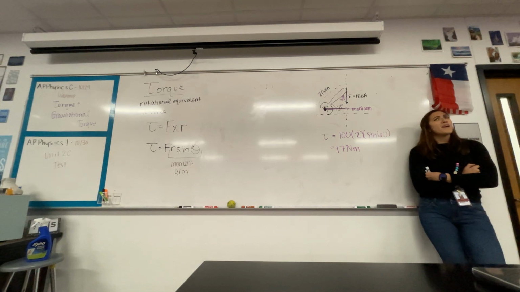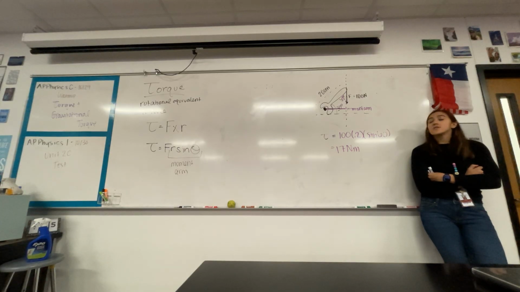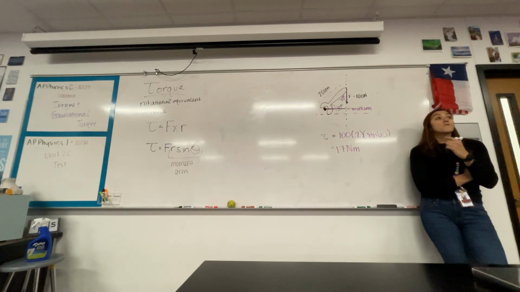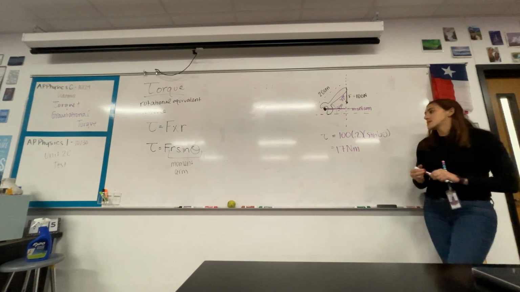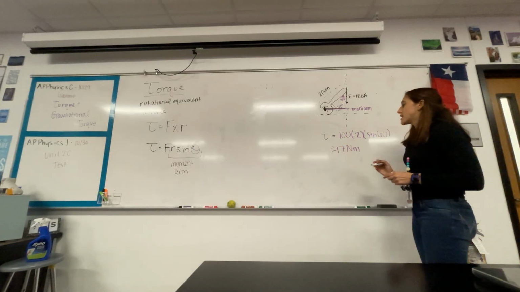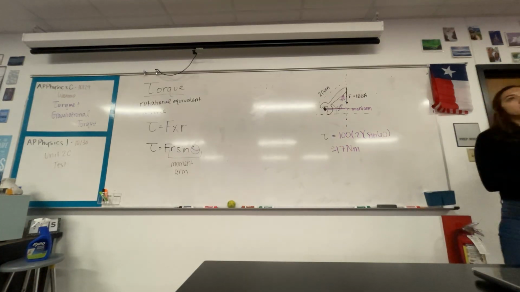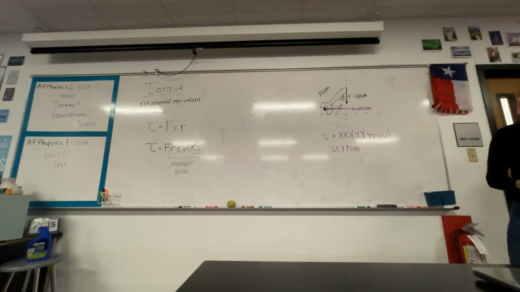Is it positive or negative? I'm twisting down on the wrench. Should this be a positive or a negative torque? Negative. Why? Which way is it going? Well, let's talk about a circular direction. Down's not a circular direction. Clockwise. And clockwise is the negative direction. So I'd get negative 17 Newton meters.